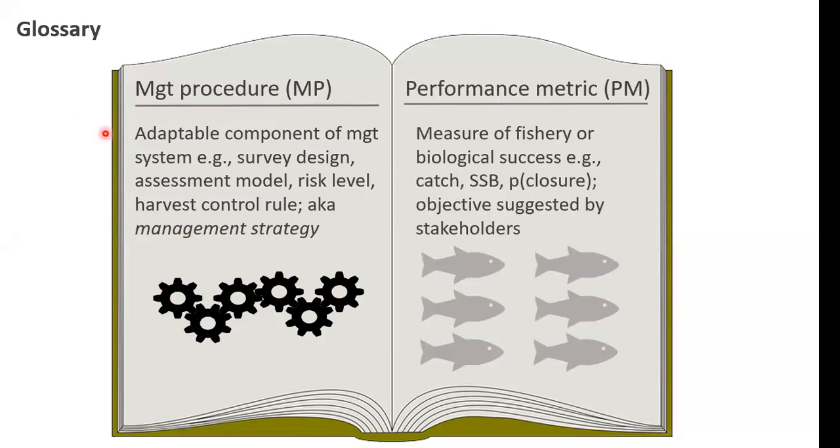Next, performance metric, I'll abbreviate this PM. So this is a measure of fishery or biological population success. It could be catch, it could be spawning stock biomass, or the probability that a fishery is closed. Really, any kind of metric that measures success or an objective that ideally is suggested by a group of stakeholders.